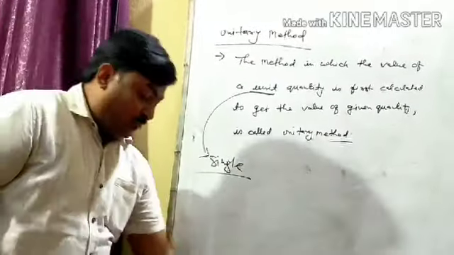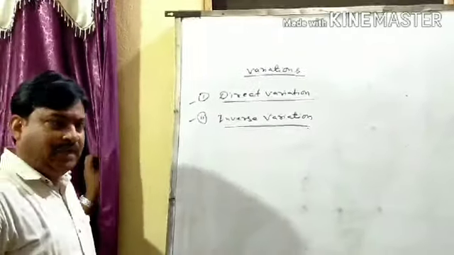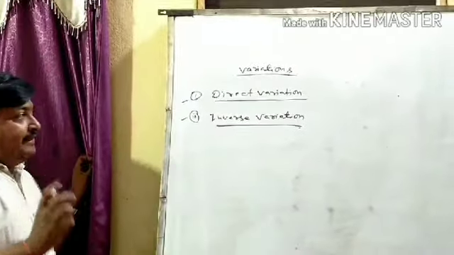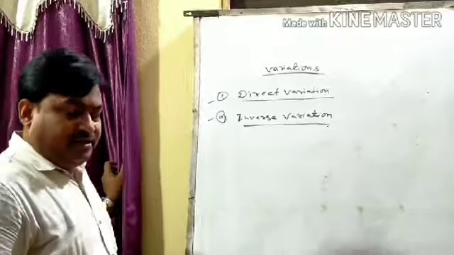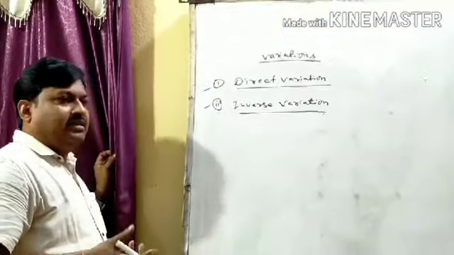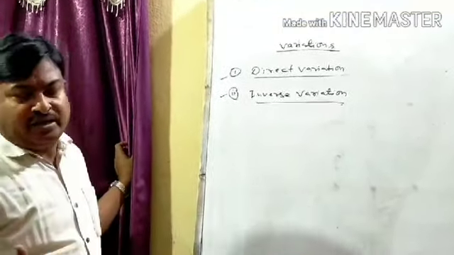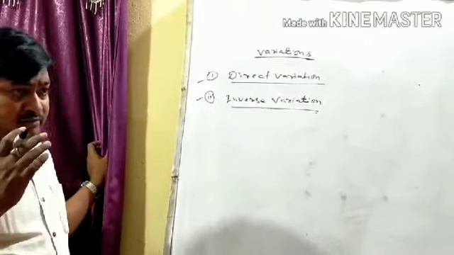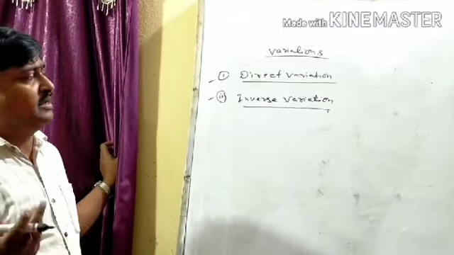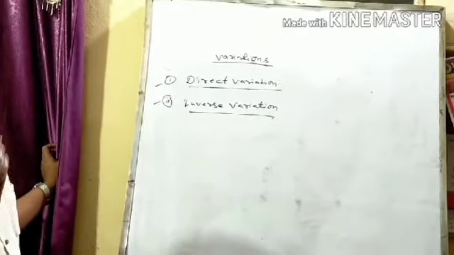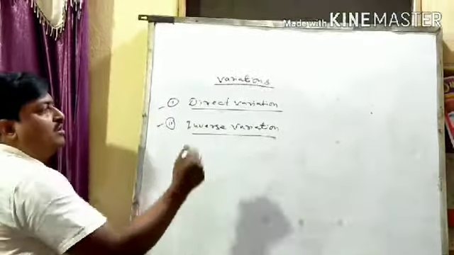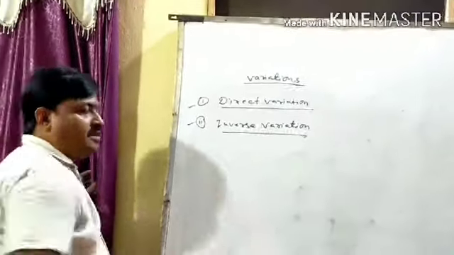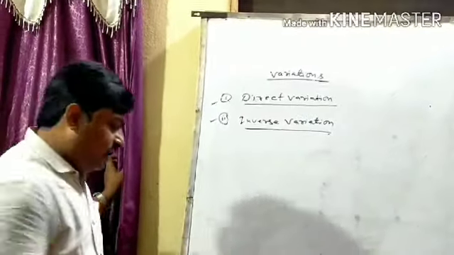Okay. Now, student, there are two types of variations. We have to calculate the value of any quantity by finding the value of unit quantity. But if we see the types of questions, we will get two types of variation in the question. One variation is called direct variation and the second variation is called inverse variation.